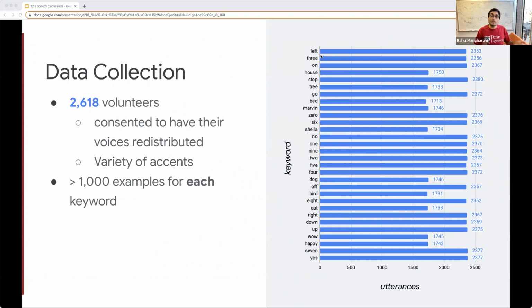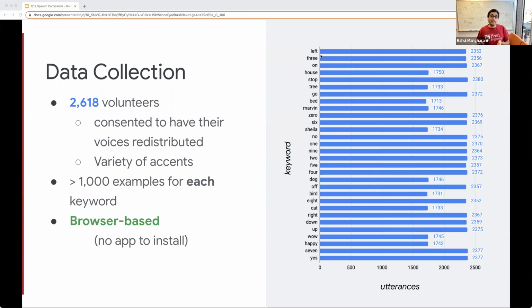And because people were contributing, we naturally had a variety of different accents captured in that data set. And remember, we need to have a large number of samples. So there were over 1,000 samples for each keyword in there. Obviously, some words are more popular than others, but that's okay because it really depends on what your application is going to be. And that's why I was saying earlier that you need to know what your application task is, because that means you need to have the right data set at hand. And therefore, you need to know the characteristics of the data that's inside this data set.